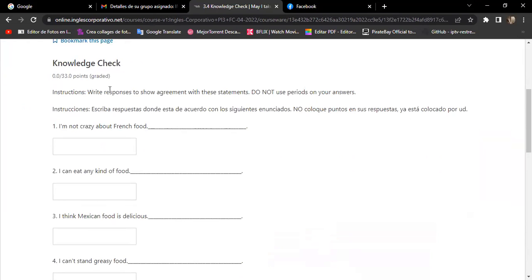It says instructions: write responses to show agreement with these statements. Do not use periods on your answers. Escriba la respuesta donde está de acuerdo con los siguientes enunciados. No coloque punto en sus respuestas, ya están colocados por usted. I am not crazy about French food.